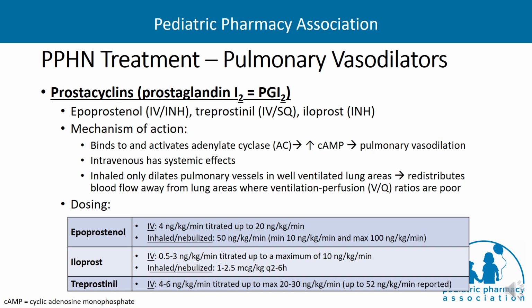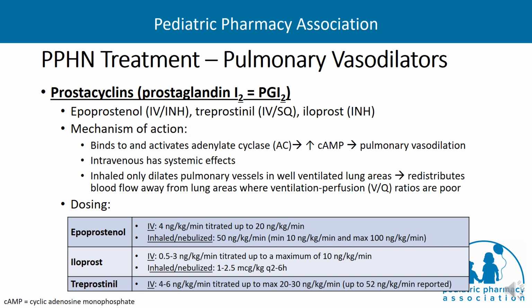Another retrospective review of patients with CDH found a typical intravenous initiation dose of about 4, and they titrated up to a typical dose of about 20 to 30. And then there's 2 case reports of use after CDH repair where they reported much higher maximum doses of even 48 and 52 nanograms per kilo per minute.